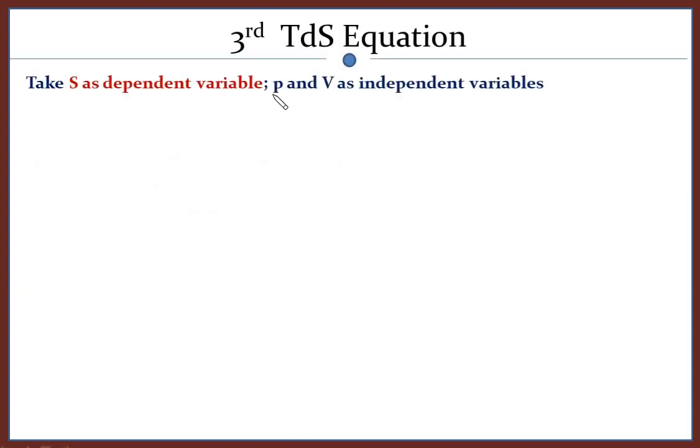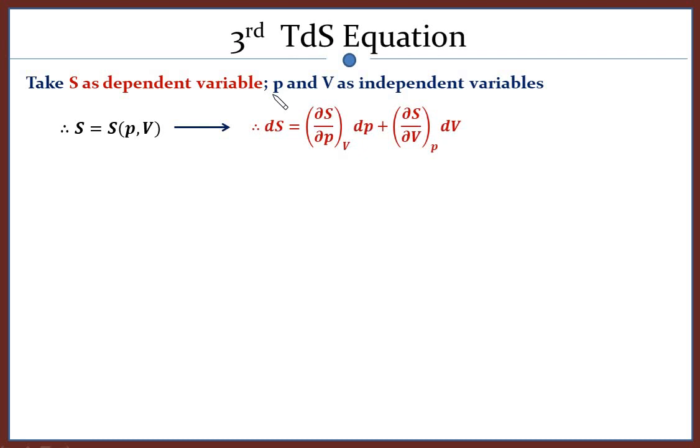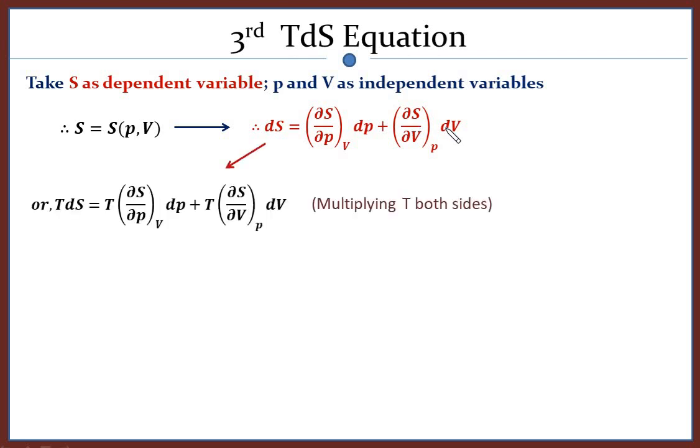Let's move to the third TdS equation. Here we are going to use pressure and volume as independent variables. So we can write S simply as a function of pressure and volume. Change in S is given by dS equals rate of change of S with respect to pressure into dP plus rate of change of S with respect to volume into dV. Just multiply both sides by T, we will have this equation.